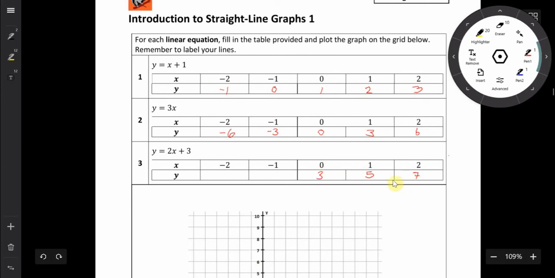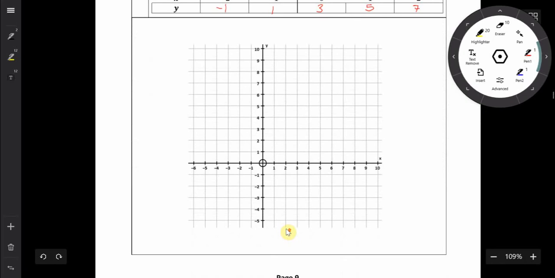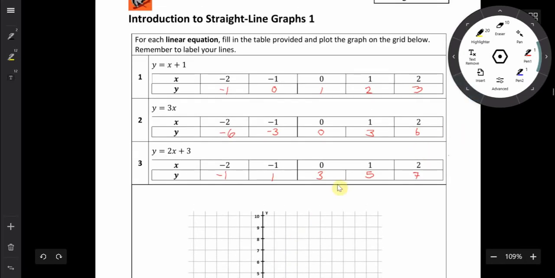And we can see now that these are going down by 2 as we go across. So the next one's going to be 1, and this one's going to be negative 1. The final check to make sure we've done these right is to draw their lines on the graph. And if we've done them right, they should make a straight line.